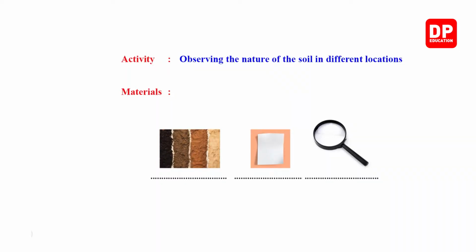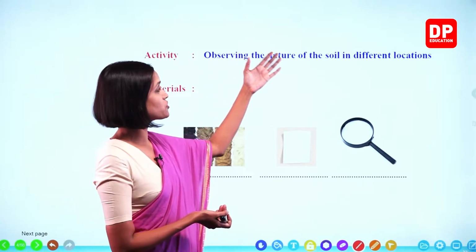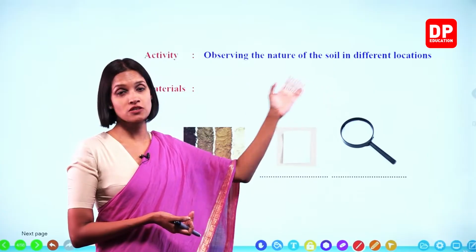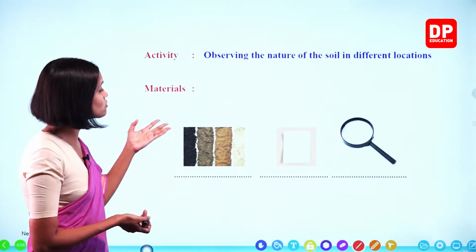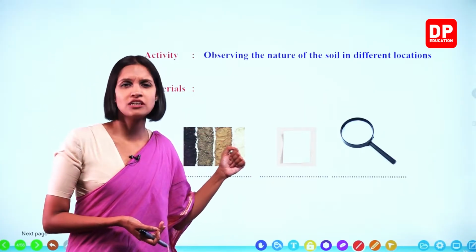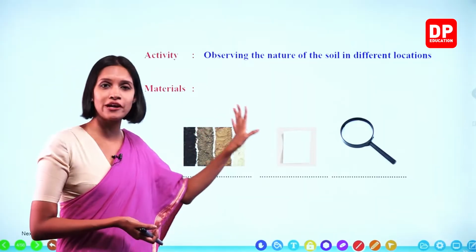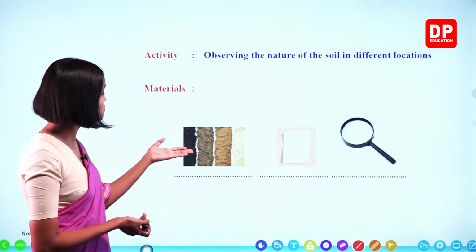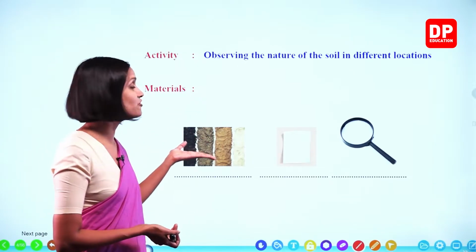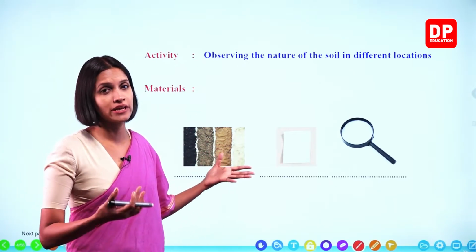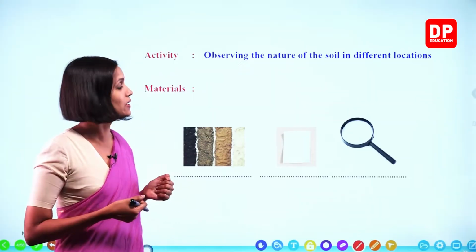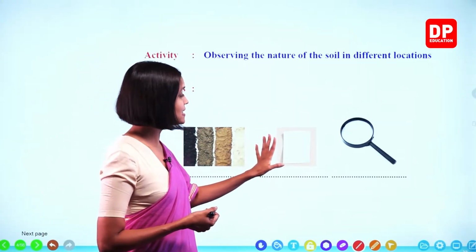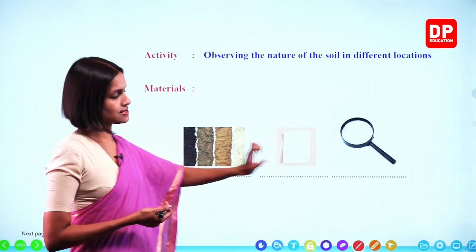We have this activity to do to identify these different types of soil, okay? Observing the nature of the soil in different locations, okay? So what do we need to do this activity? It's very easy to do. Okay, even at home, you all can do this activity very easily, right? So what do you need to do this activity? We need different types of soil samples obtained from different places. Okay, and we need a white color sheet and a hand lens.